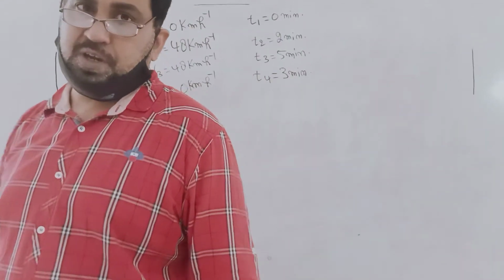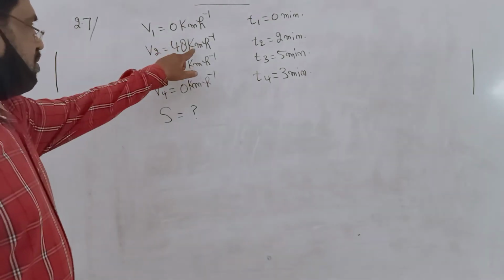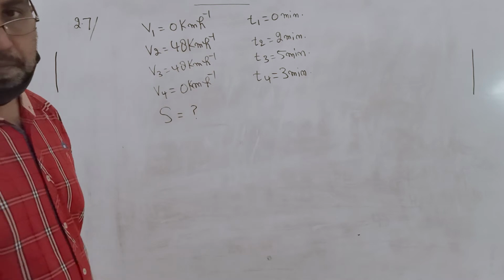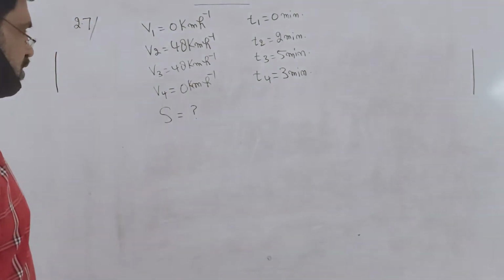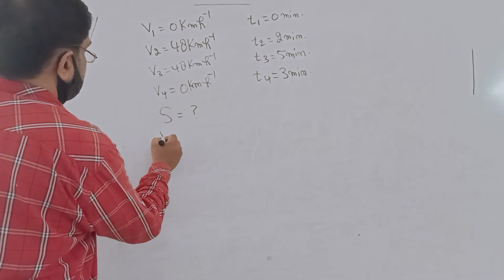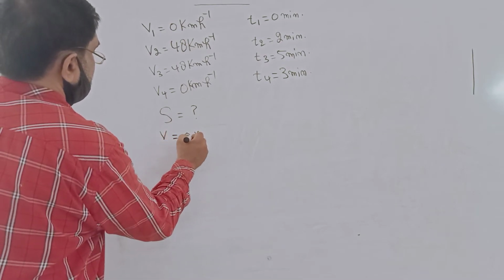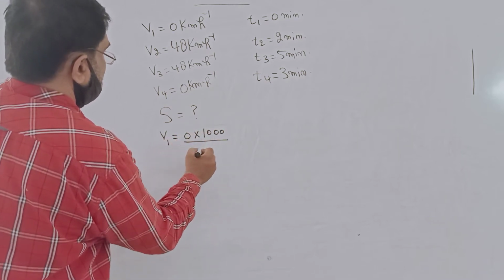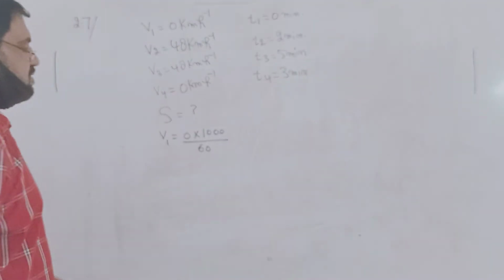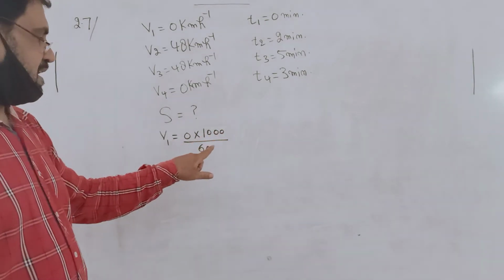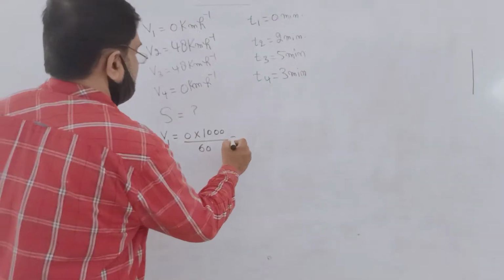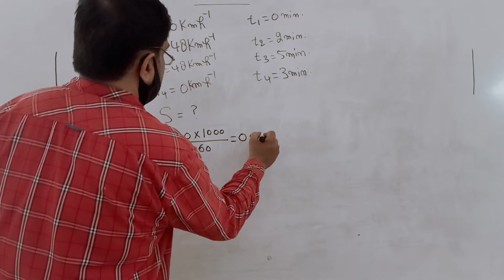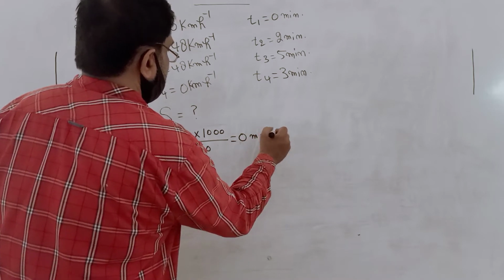First of all, we convert kilometer per hour into meter per minute. For this, multiply with 1000 and divide by 60. 0 multiplied with 1000 is 0, and divided by 60, answer will be 0 meter per minute.